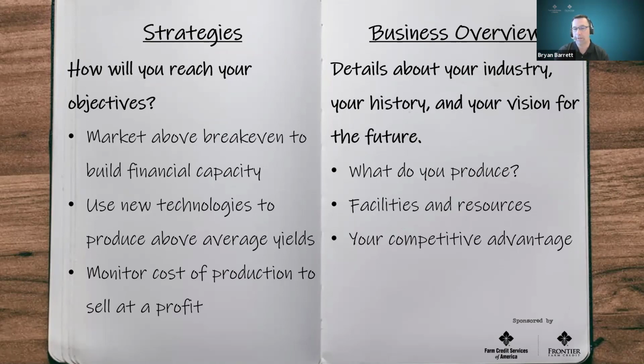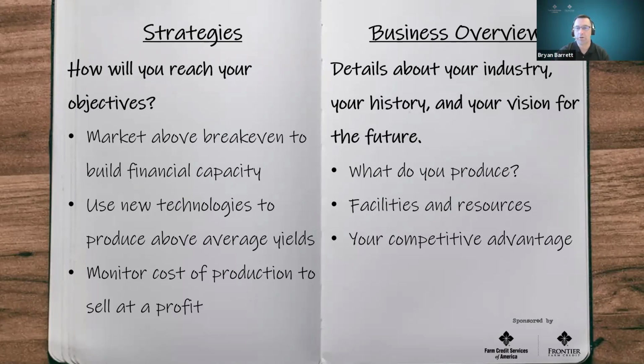Are you producing weaned calves that'll be sold into backgrounding lots? Or are you feeding your cattle out to fats? Do you produce corn and soybeans? Do you produce sugar beets and dry edible beans? Define what your operation will be doing and producing.